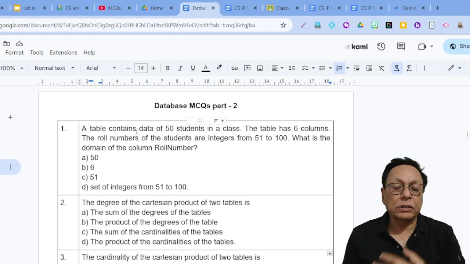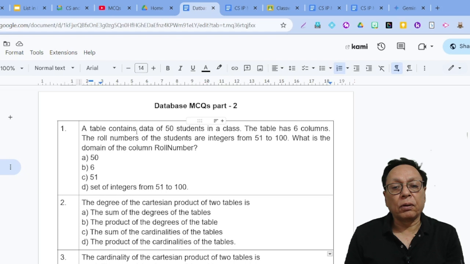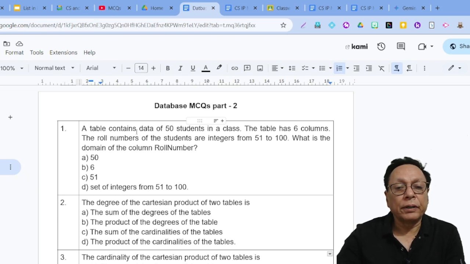All the possible values of a particular column, or every category, is said to be the domain of that column. If you look at the options: A 50, B 6, C 51, and D set of integers from 51 to 100. In this case, the domain will be the set of integers from 51 to 100. So we must go with option D as the answer. 50 is not the domain, 6 is not, 51 is not, and option D is the correct answer.